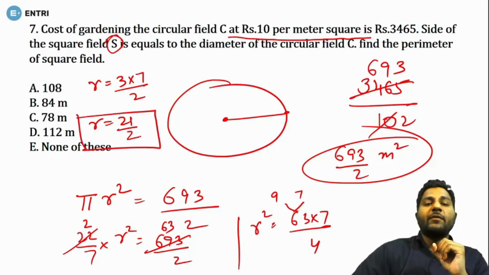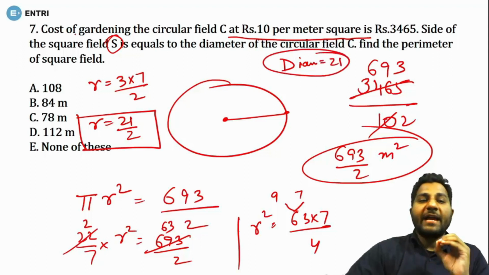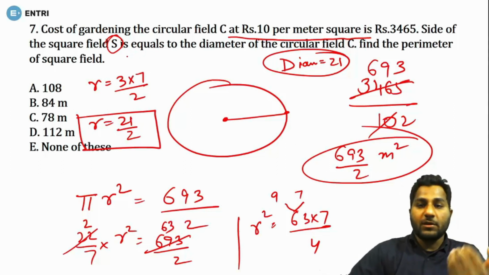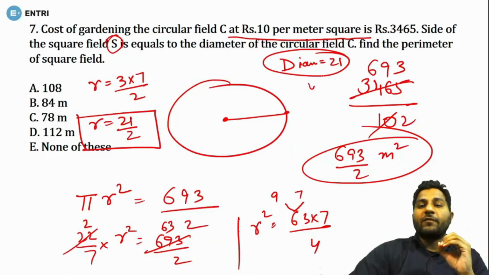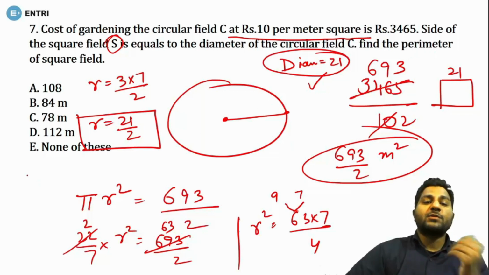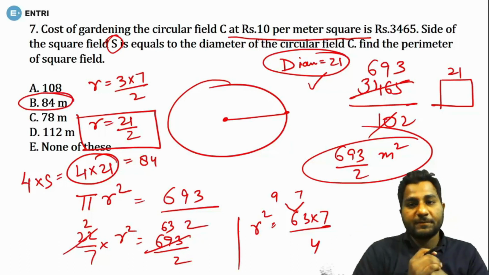If radius is 21 by 2, that means its diameter must be equal to 21. And you know that the side of the square field S is also equal to the diameter of the circular field. So if the diameter of the circular field is 21, that means the side is also 21. That means we can figure out the perimeter, because the perimeter of a square is 4 into side. So 4 into side is equal to 4 into 21. That means 84 will be the correct answer.